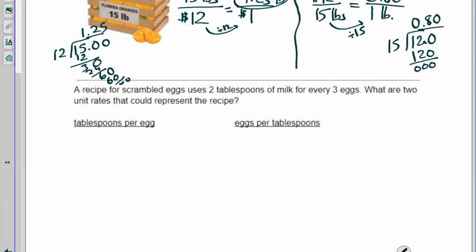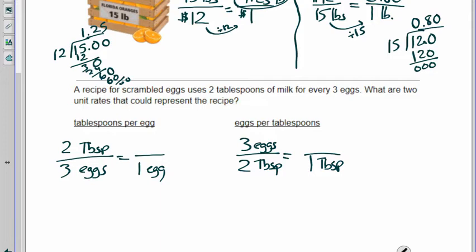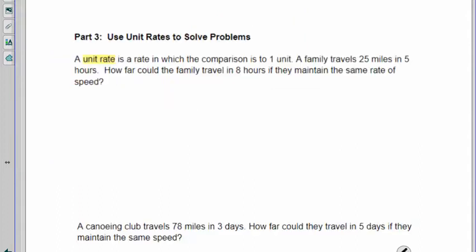Here's one for you to try. A recipe for scrambled eggs uses 2 tablespoons of milk for every 3 eggs. What 2 unit rates could you write here? So we want one that's tablespoons per egg and one that's eggs per tablespoon. We'll set this up. We get 2 tablespoons for 3 eggs. And I want to know what it is per 1 egg. You could get a fraction answer. That would be just fine. The other one is the other way around. 3 eggs to 2 tablespoons. How much is that per tablespoon? Figure it out and we'll go over it next time.